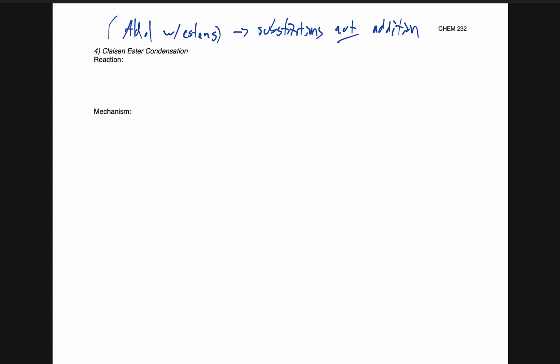Okay, and one other piece I want to point out here is that when we're using our bases, we want to use a base identical to the ester. And I'll explain that a little bit more in detail. So we have, for example, two esters here, right? And over our reaction arrow, we have a base, right? Notice we have our ethoxide here, similar to the ethyl group coming off our ester.